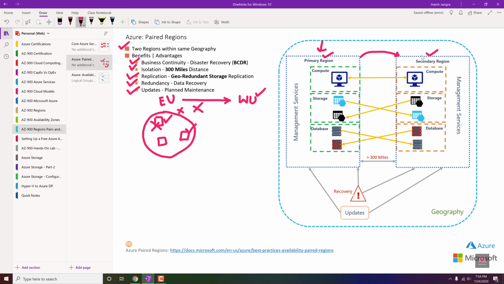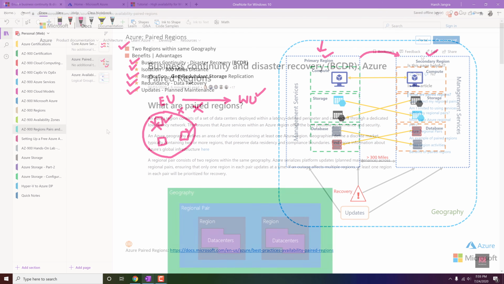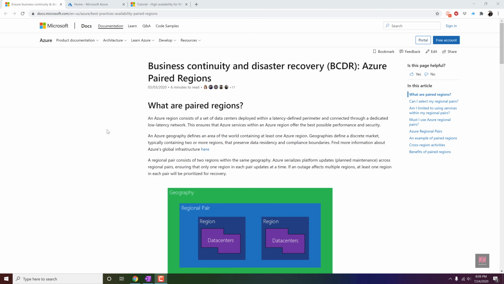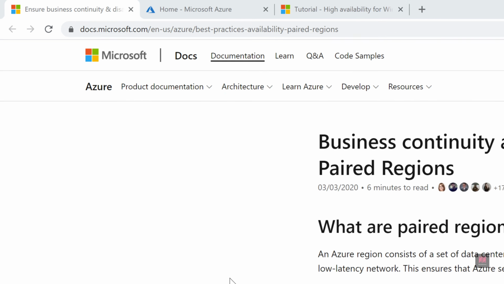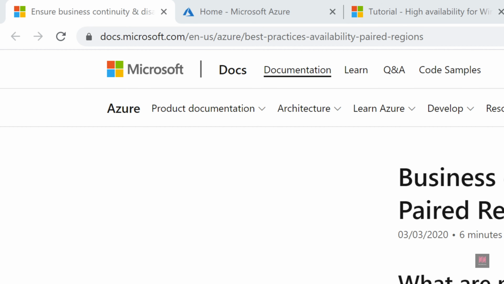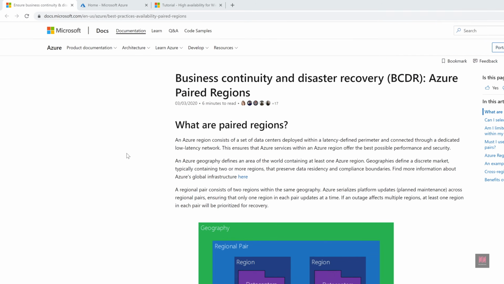So guys, let's talk a little bit more on the website, and I will show you where you can choose this paired region for your disaster recovery situations. Although I have shared the advantages of using Azure paired regions, in case you need to understand more theoretical concepts, or you want to know a little bit more in general, definitely this particular website would be really helpful for you. You can come to this website and gather more information about that.